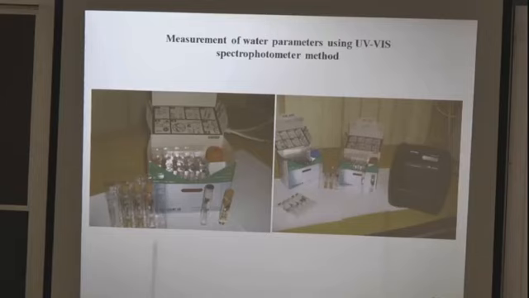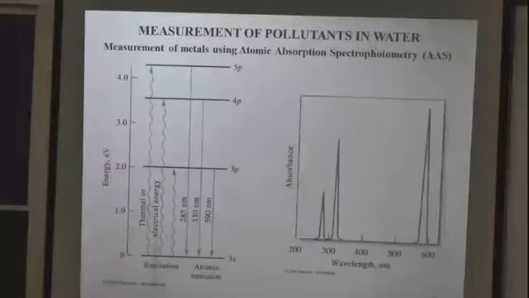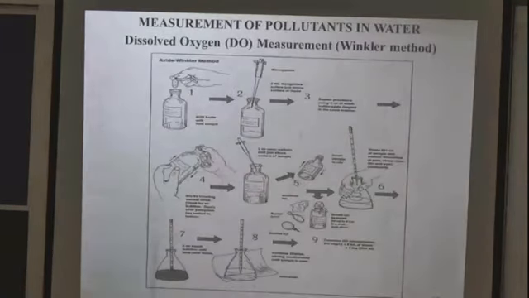Otherwise, you need different special training to operate and read for organic and inorganic. This is atomic absorption spectroscopy. It has now become classical. So we can see the machine. It measures all metals, mostly metals, and it's a very common use. And dissolved oxygen is also tested.